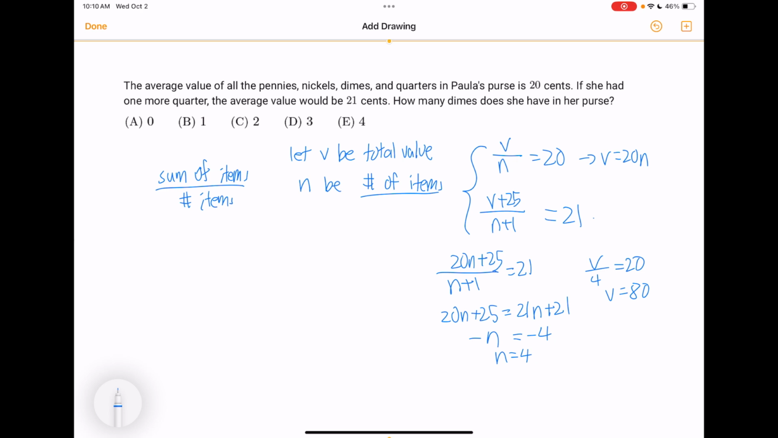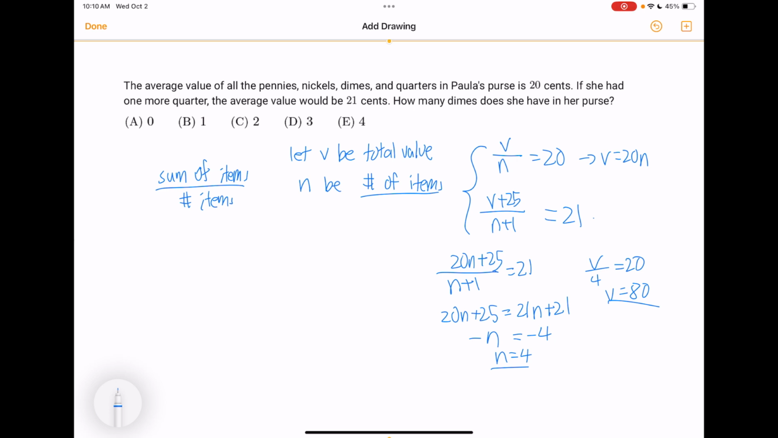And that's exactly what we're trying to find. We're trying to find how many dimes she has in her purse. So right now, what we want to do is we want to find out how many ways there are to satisfy this rule, that the total value is 80 and then she has 4 coins in all. And so it gives us the answer choices.